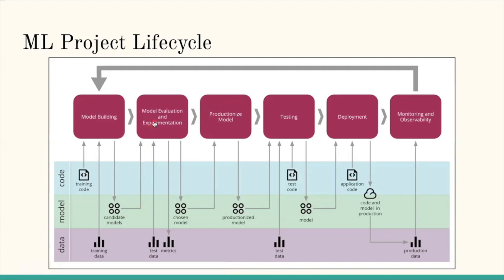This will be given to model evaluation and experimentation. And again, you test with multiple data, see different metrics, and choose a model that you wrap around production ready code and make it productionizable. Then you have testing for sanity, and once that is done, the model will be deployed. And you have this application code that does your business logic. And finally, you have production data which is monitored, and that will be fed again as new training data. And again, the life cycle continues.